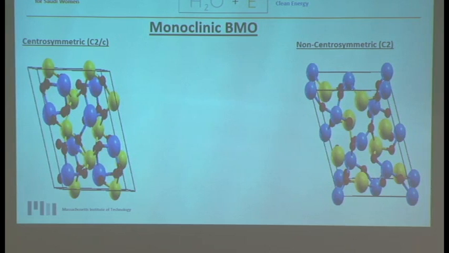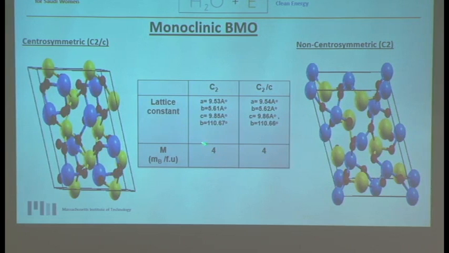So we started from the experimental values for both structures. We ran the calculation. We calculated the total magnetization, which is found to be 4 for both structures. They have the same magnetization, which is in good agreement with the experimental value.